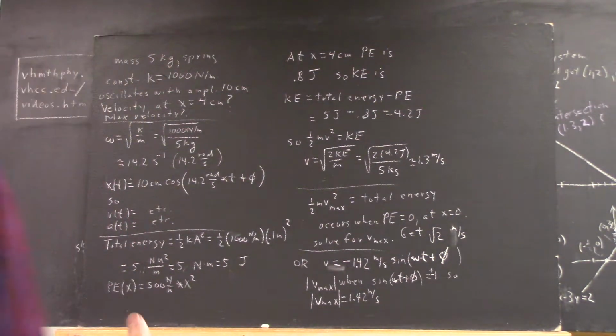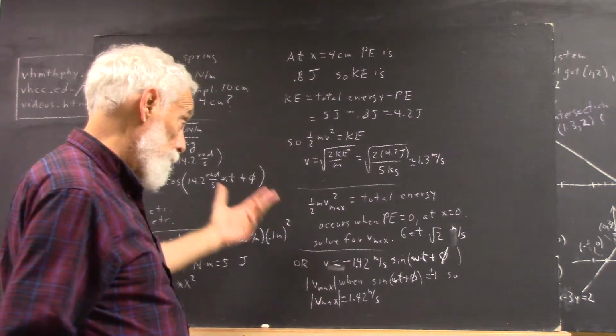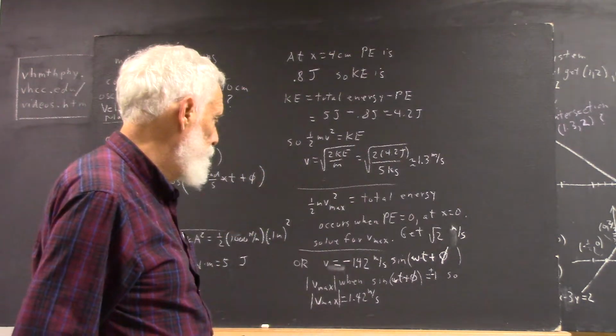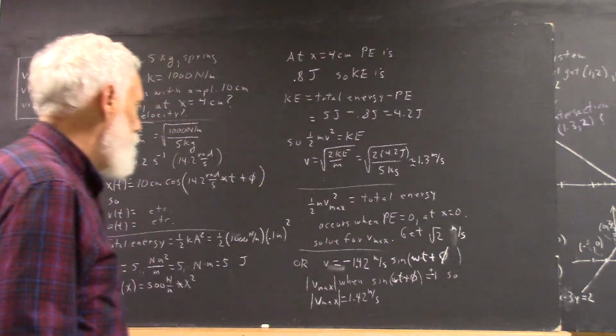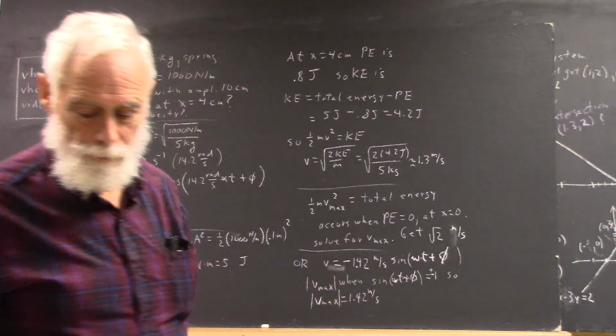Now again, notice the equivalence between the result you get using the 1/2 kx squared, or 1/2 mv squared, the kinetic energy function, or the velocity function.